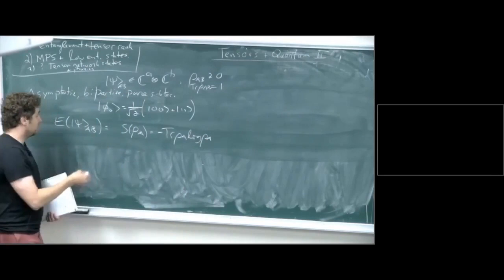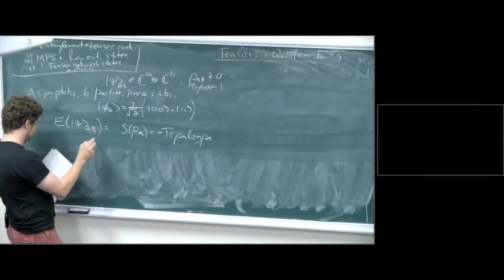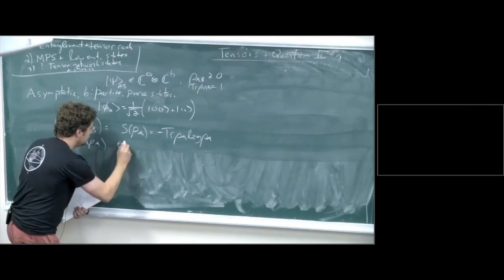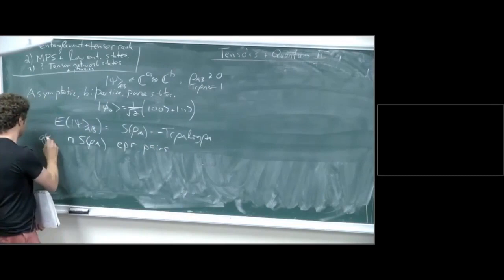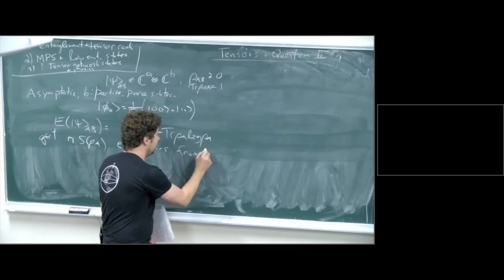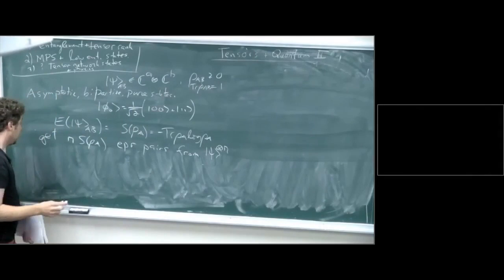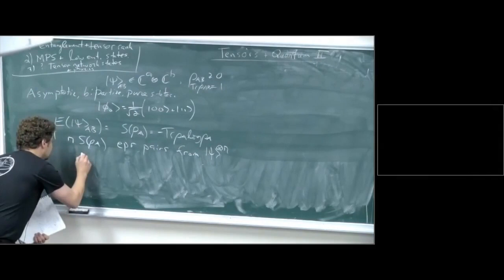And what do we mean by this is how much entanglement we had in our quantum state psi? We mean that you can get n times entropy of rho A EPR pairs from n copies of psi. And you can also make n copies of psi from this many EPR pairs. And the allowed operations you can apply are LOCC, local operations and classical communication.